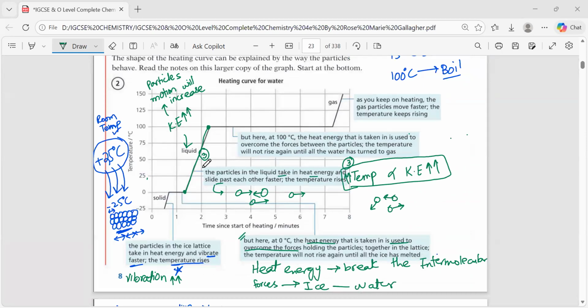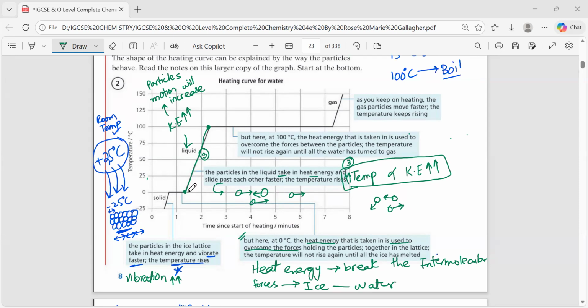The temperature rises, but because the kinetic energy rises as well. Yes, because of temperature, kinetic energy is rising. You will not say that because of kinetic energy, temperature is rising. You will say, by increasing temperature.